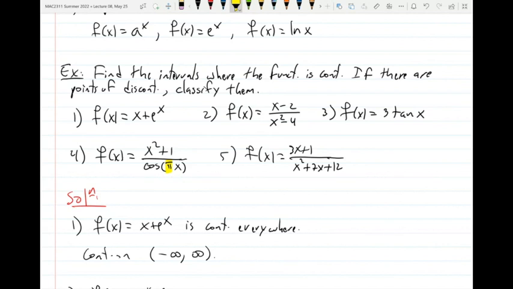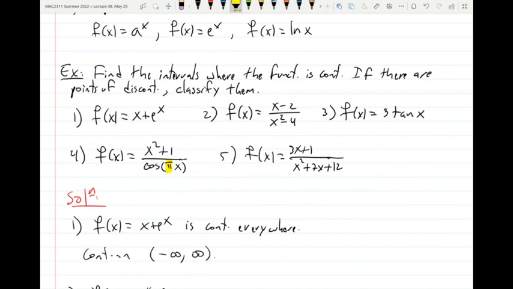What do you do? No, don't tell me a solution. What's the plan? The denominator can't be 0. Okay, so you have to make sure cosine isn't 0. So the bottom line here is to solve the equation cosine of pi x equals 0. That's your job. Solve that little equation.